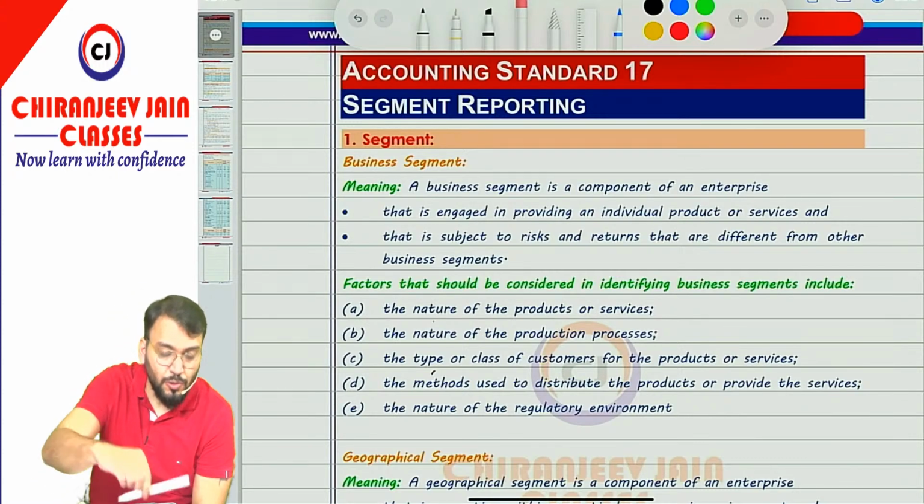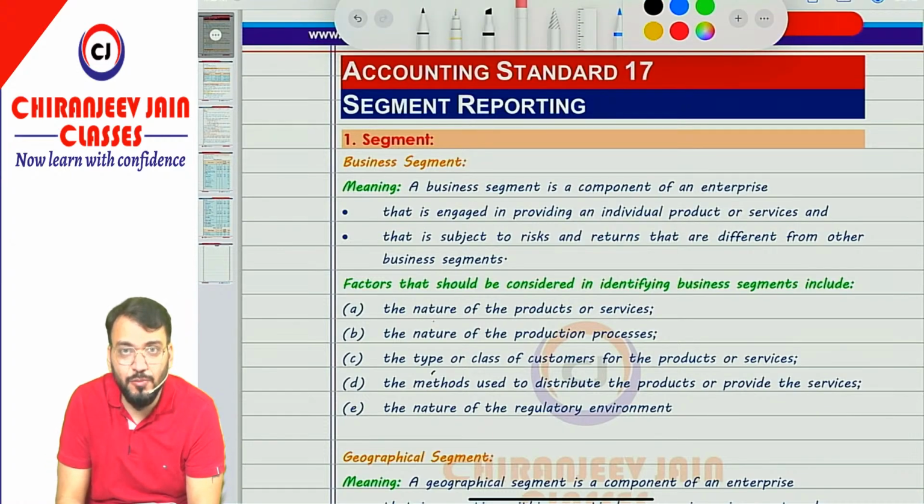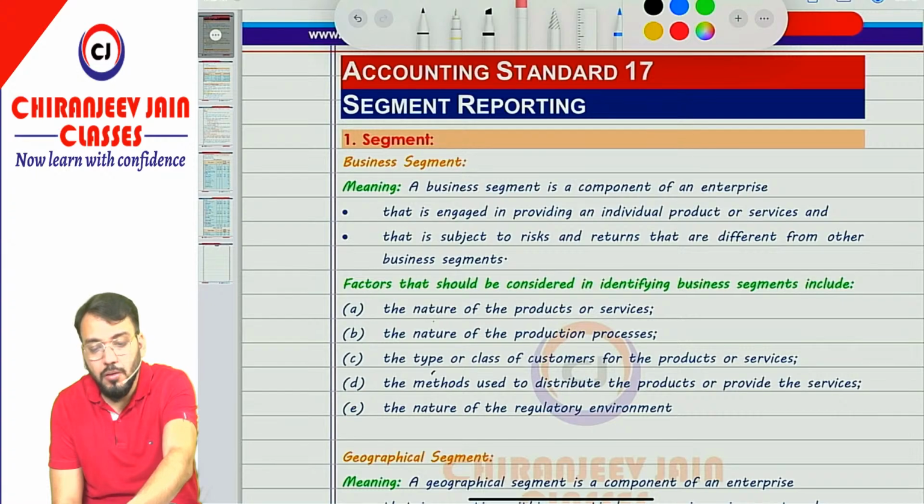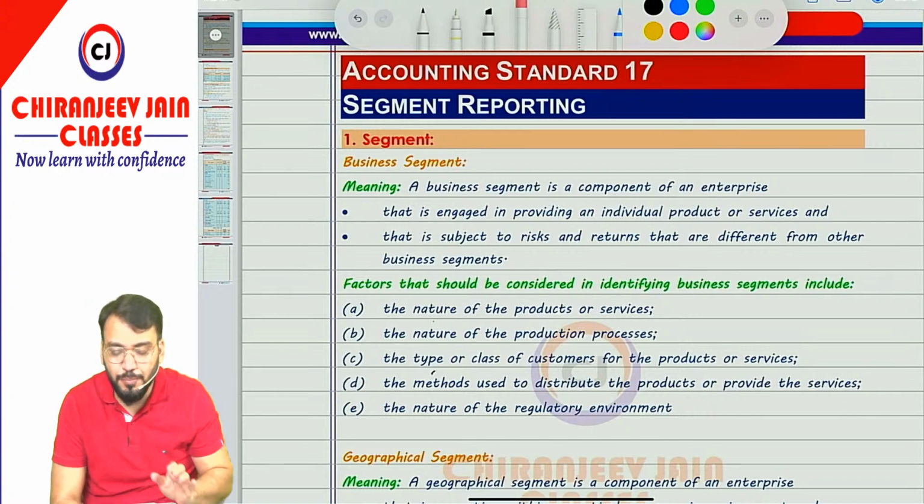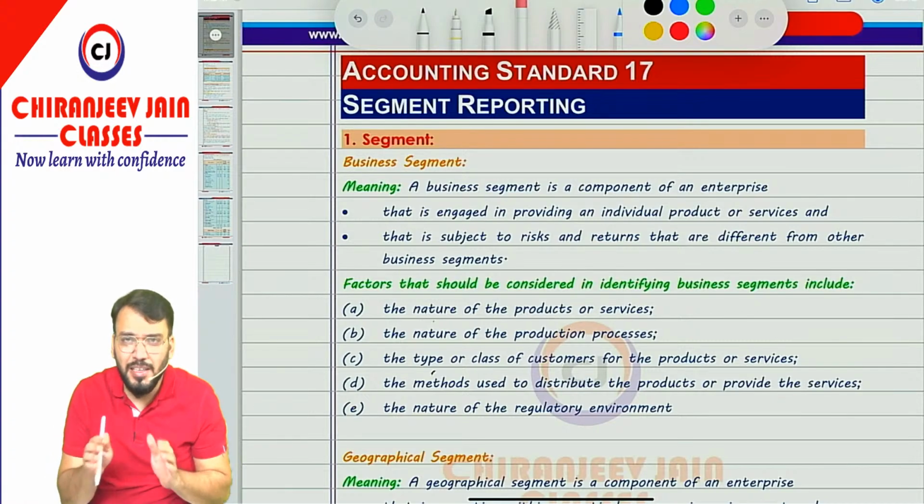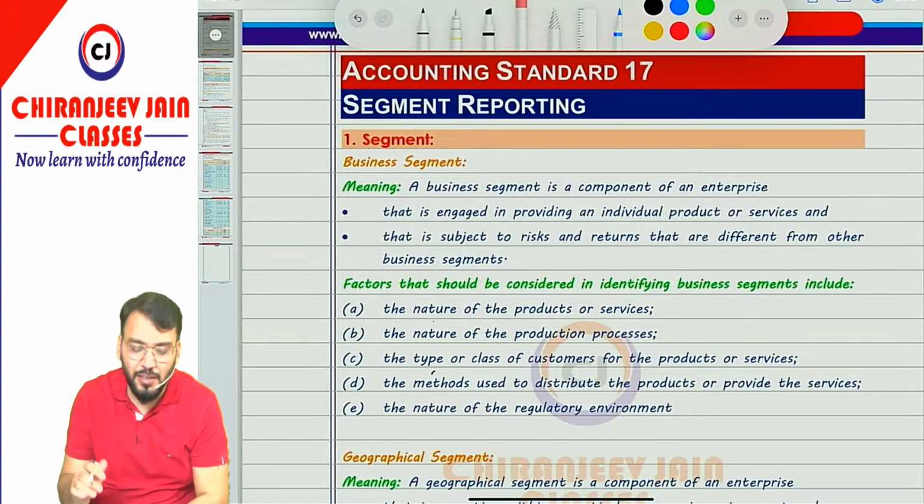Okay. So, in this particular revision session, we'll do AS 17 segment reporting for CA Inter Advanced Accounting paper. Everyone ready? Now, this chapter is very simple, also important from examination point of view. Very small chapter. If you understood, you can attempt any question in exam. So, let us start.